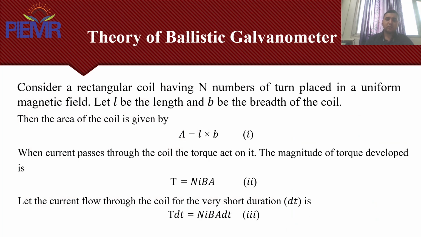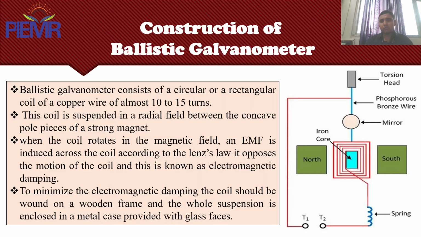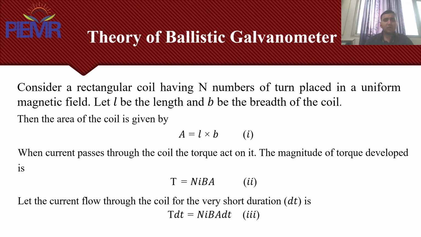Now, as we know the construction and working of both types, we move toward the theory of this ballistic galvanometer. Let us assume there is a number of turns N of a rectangular coil placed in a uniform magnetic field.